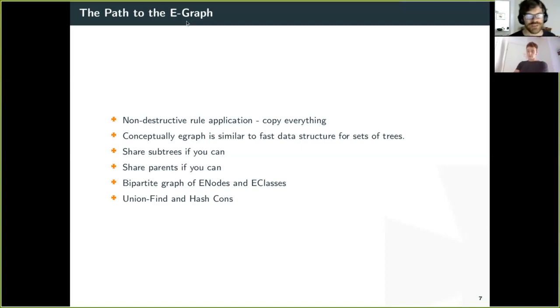And then what you end up with is that this data structure is a bipartite graph of E nodes and E classes. And the two algorithmic and data structure techniques that are very useful for implementing this data structure in a fast and efficient way are the union find data structure and the hashcons data structure, which in turn implement the equivalence class sharing and the subtree sharing.